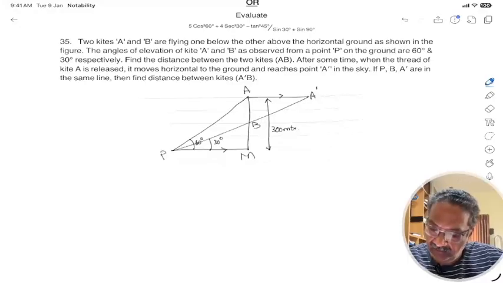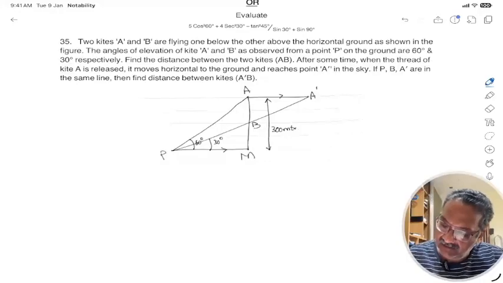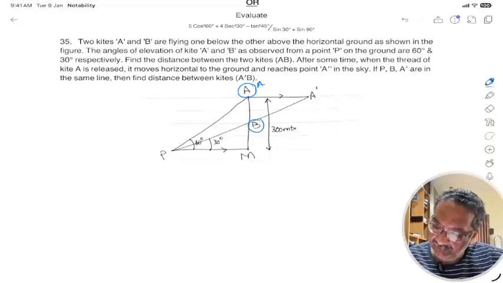The angle of elevation of kite A and B as observed from point P on the ground are 60 degree and 30 degree. Find the distance between the two kites. See here, A is here and B is here. They are flying one below the other. They are asking to find the distance between the two kites, that is AB.